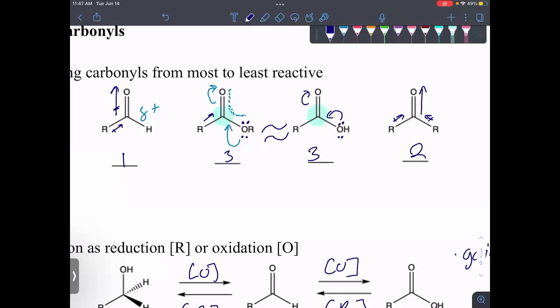So the aldehyde is the easiest to add things to, and then the ester and carboxylic acid are the least easy to add things to. So knowing that, which of the carbonyls would be the easiest to reduce into alcohols? The first one, yes. Why? Yeah, so it's the most reactive.